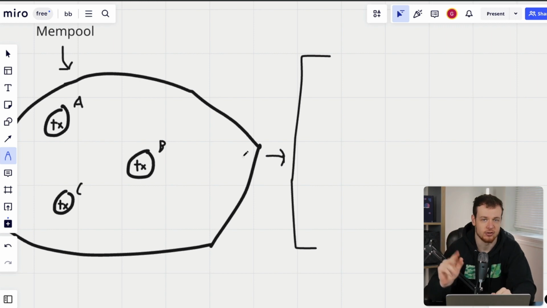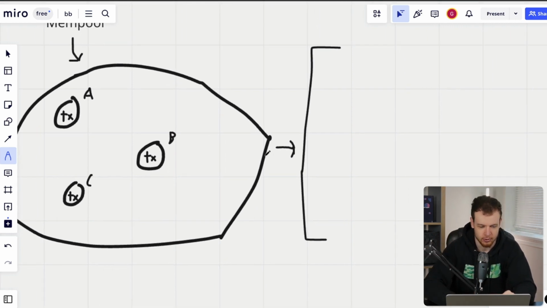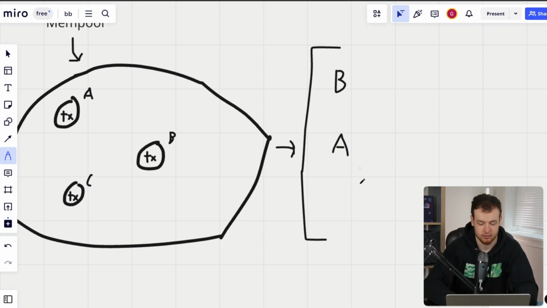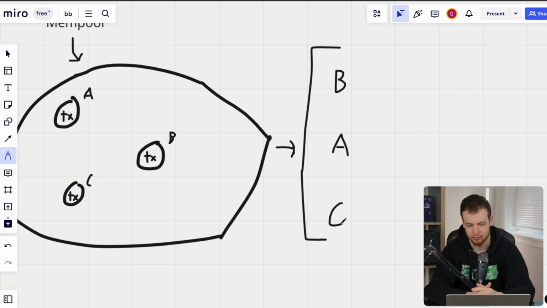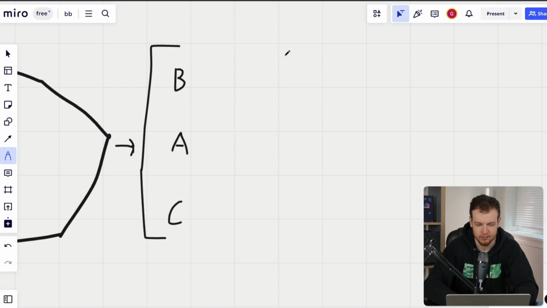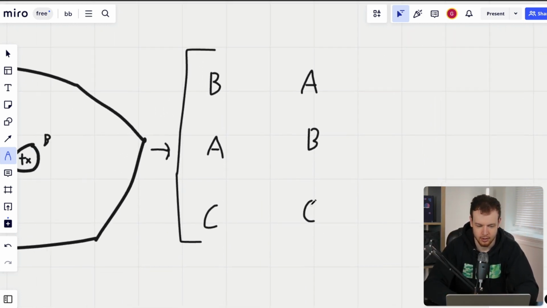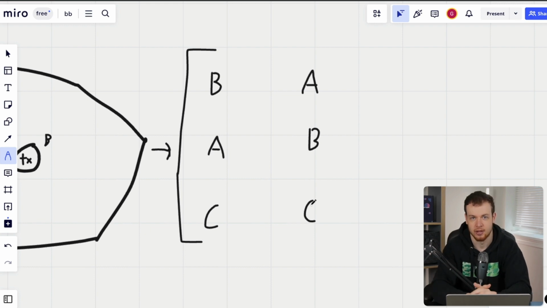These three transactions could happen to get ordered in a block, like B could be the first transaction in a block, and then A can be the next transaction in a block, and C can be the final transaction in a block, if we have a block that only has 3 transactions in it. And so you could also have a different block ordering where you could have A, B, and then C. And you have all these different permutations of orderings of transactions within a block.